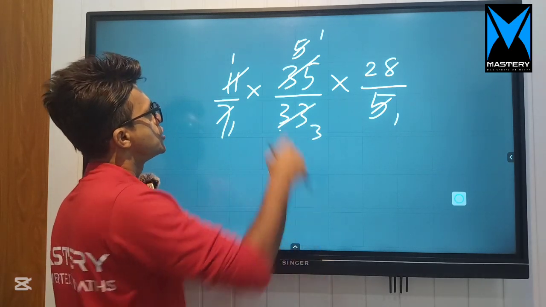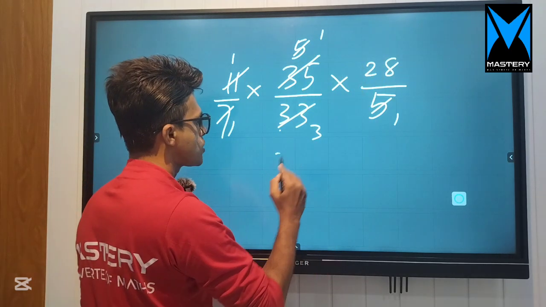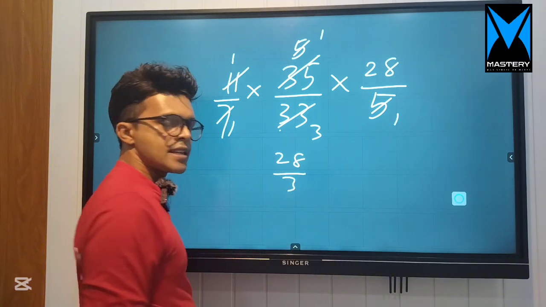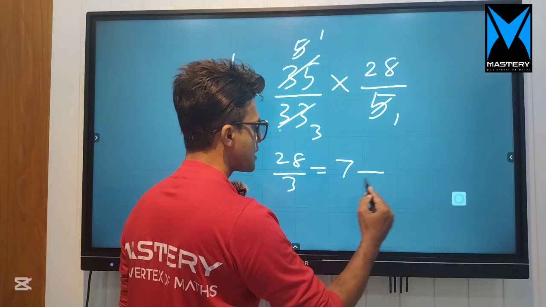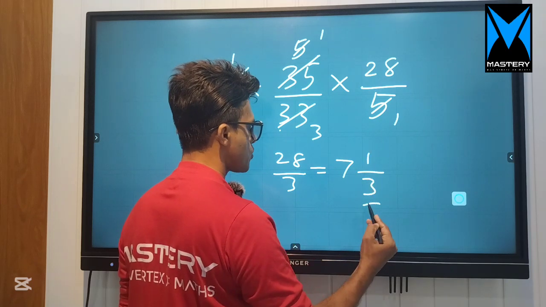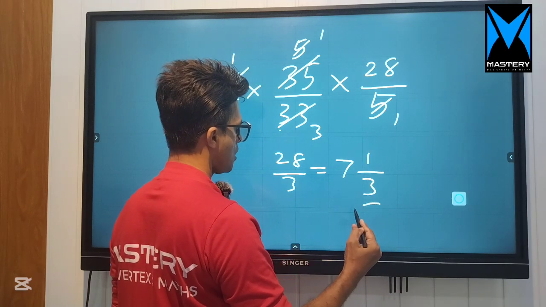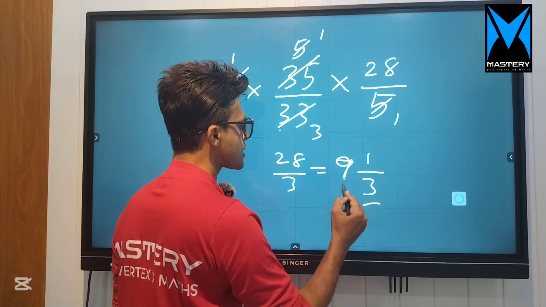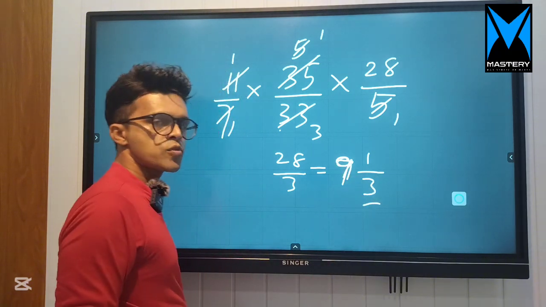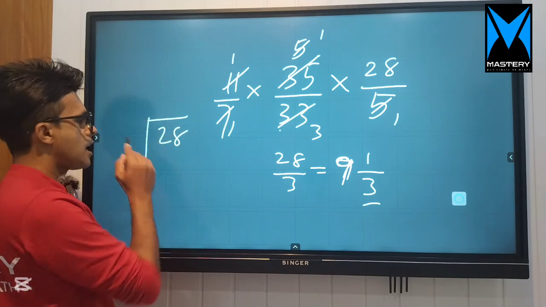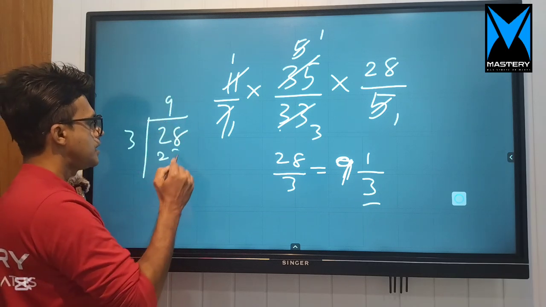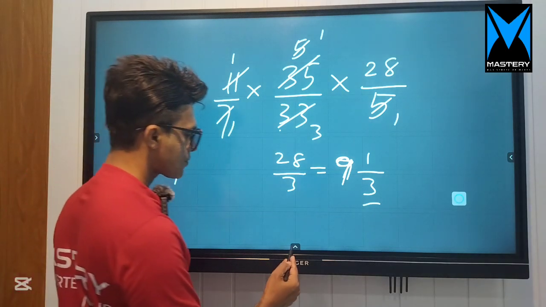That's all. 1 into 1, 1 into 28, 28. 28 over 3. 28 is not a multiple of 3. Therefore, this can be kept as a mixed number. 3 times 9 is 27. 27 plus 1 is 28. 28 over 3. Okay. Then 3 times 9, 27. 28 minus 27 is 1.